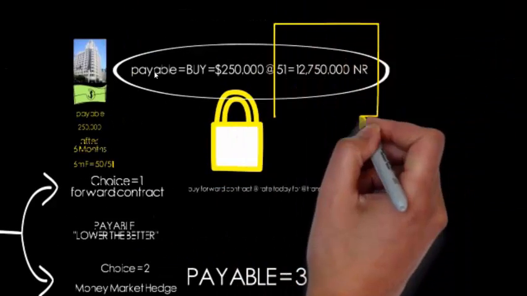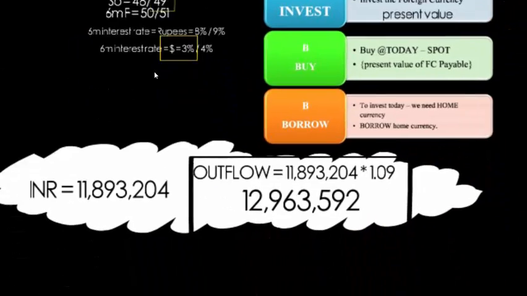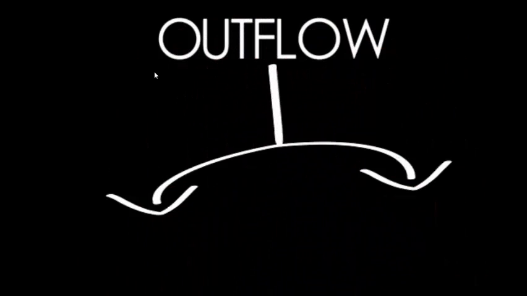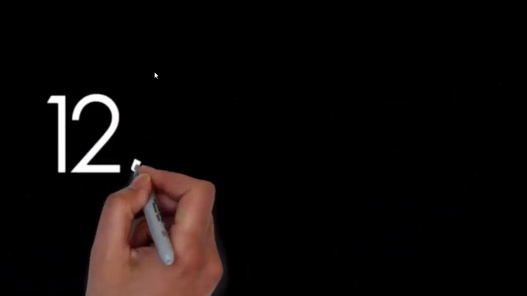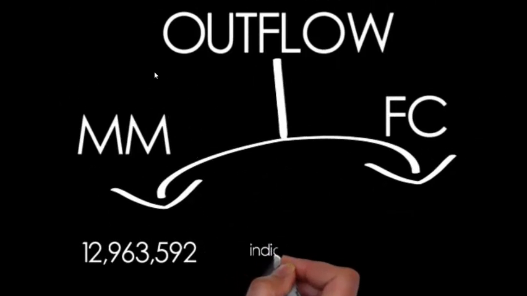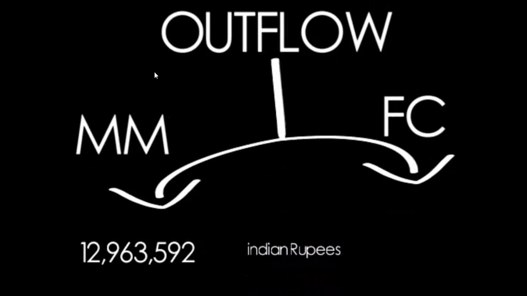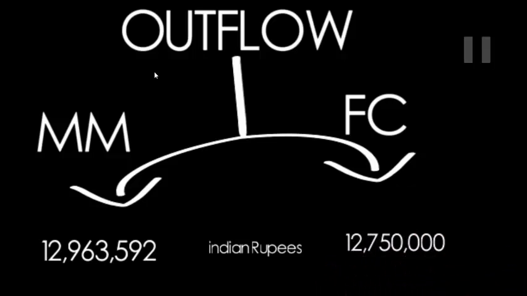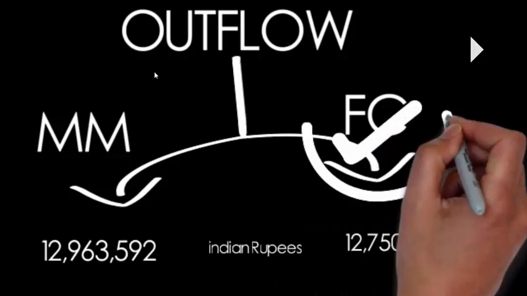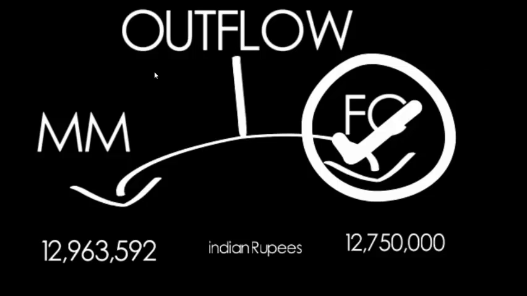Now we know that for a payable, the lower the better. So we will compare both options, that is number 1, money market, and number 2, the forward contract. So in money market we are required to pay 12,963,592 Indian rupees, and in the forward contract we were required to pay 12,750,000. So as you can see, with the forward contract we are paying less, so which we are going to prefer, that is the forward contract.